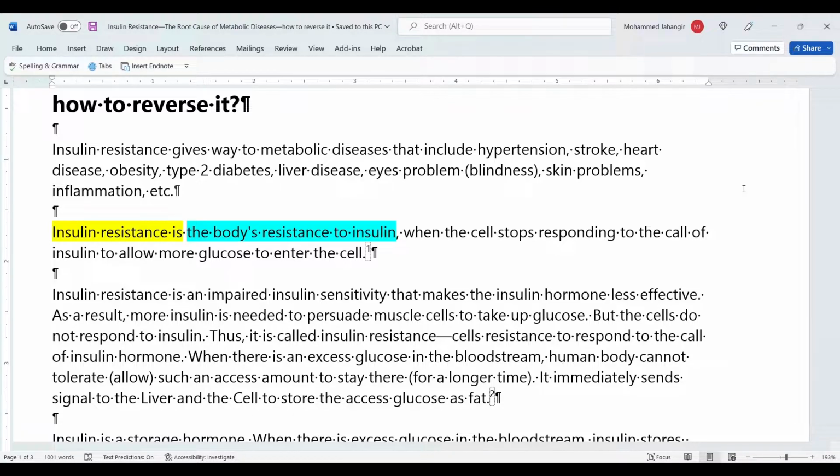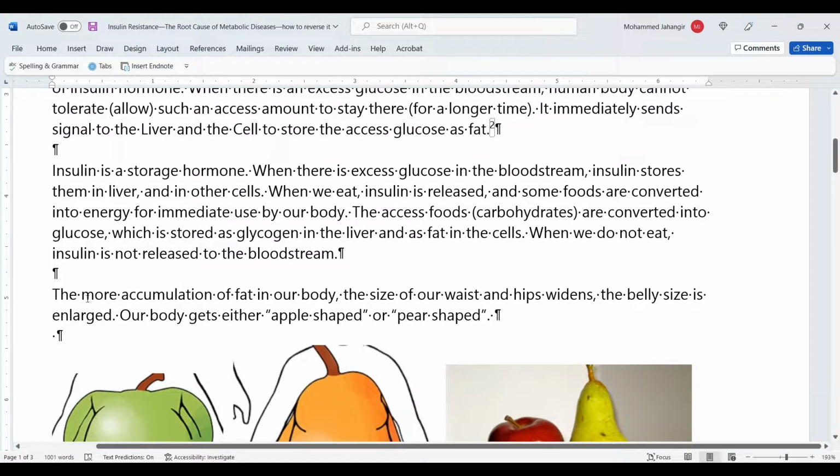When there is excess glucose in the bloodstream, the human body cannot tolerate such an excess amount to stay there. It is a toxic situation. It immediately sends a signal to the liver and the cells to store the excess glucose as fat. Insulin is a storage hormone. When there is excess glucose in the bloodstream, insulin stores it in the liver and in other cells.